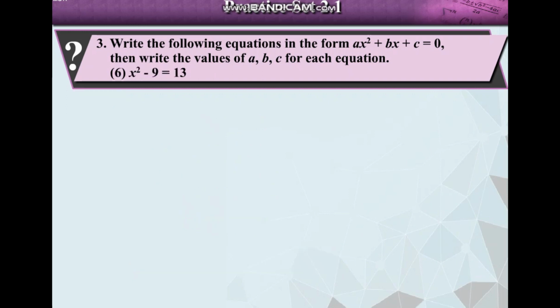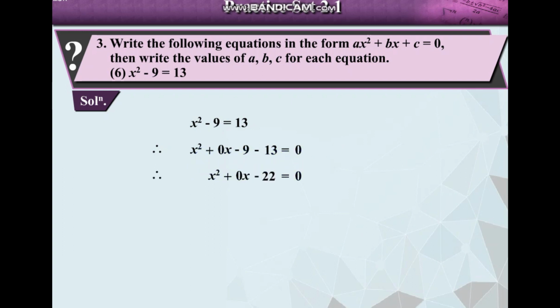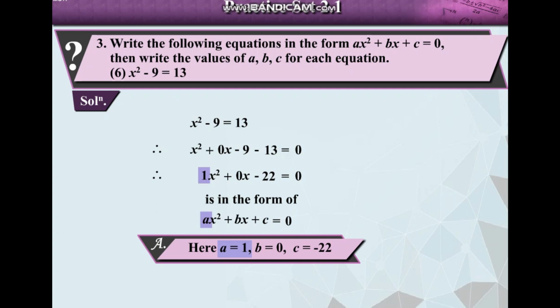6. x square minus 9 is equal to 13. Solution: x square minus 9 is equal to 13. Therefore, x square plus 0x minus 9 minus 13 is equal to 0. Therefore, x square plus 0x minus 22 is equal to 0, which is of the form ax square plus bx plus c is equal to 0. Here, a is equal to 1, b is equal to 0, c is equal to minus 22.